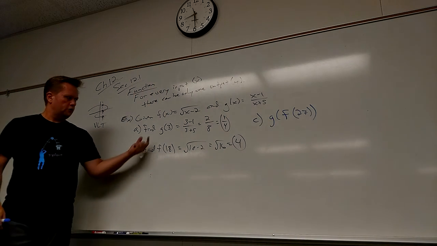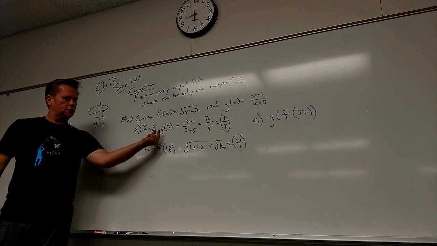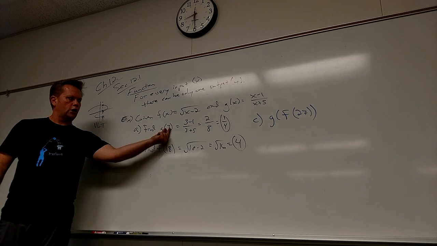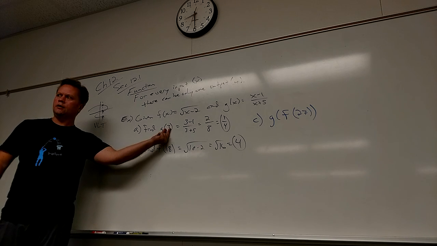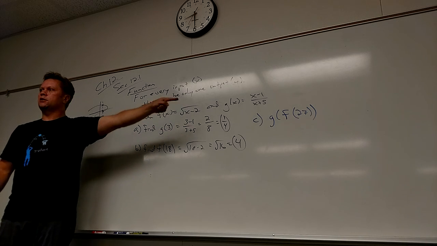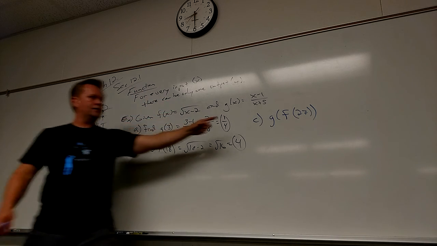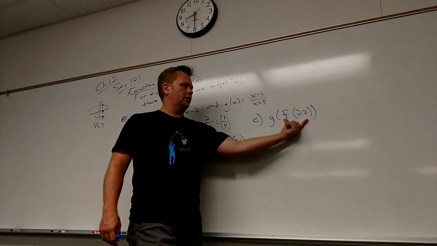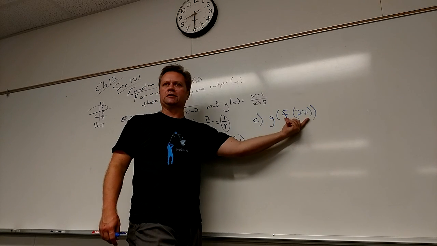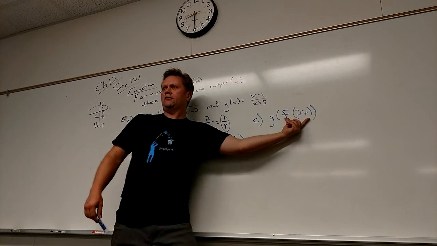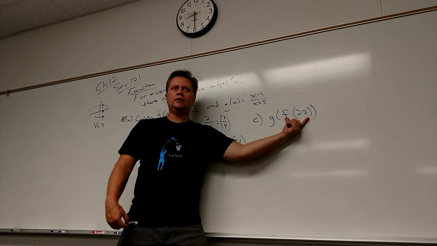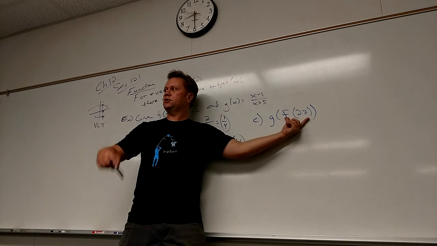Now, real quick, what did this mean? g of something. What do I always do with that thing that's inside? I put it in place of x in the g function. Do I know what's inside this yet? So it makes sense my first step is, what is this? So I can then put that number in g.